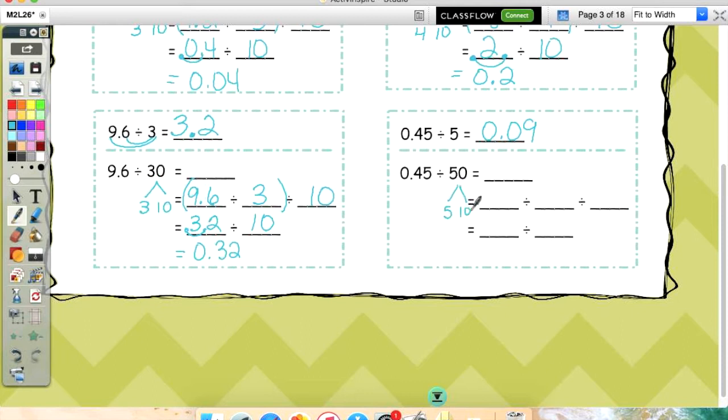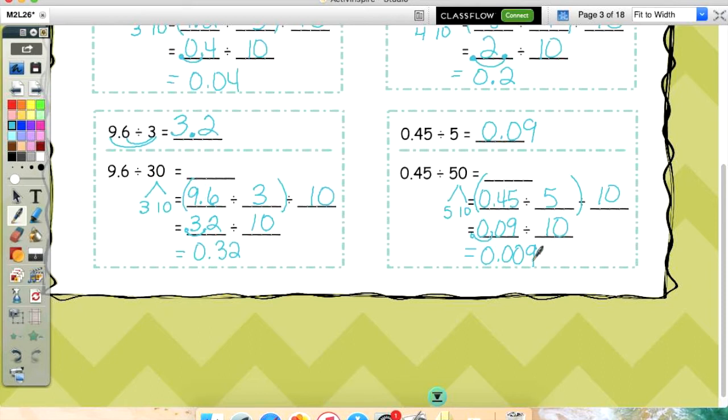All right, so I'm decomposing here, aren't I? Yes. So 45 hundredths divided by 5 divided by 10. You with me? Okay, 45 hundredths divided by 5. What is it? 9 hundredths. Then divided by 10, my answer would be 9 thousandths. Very good.